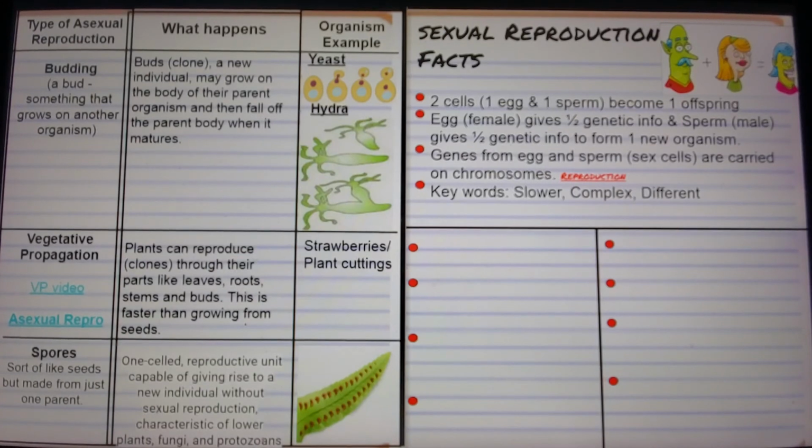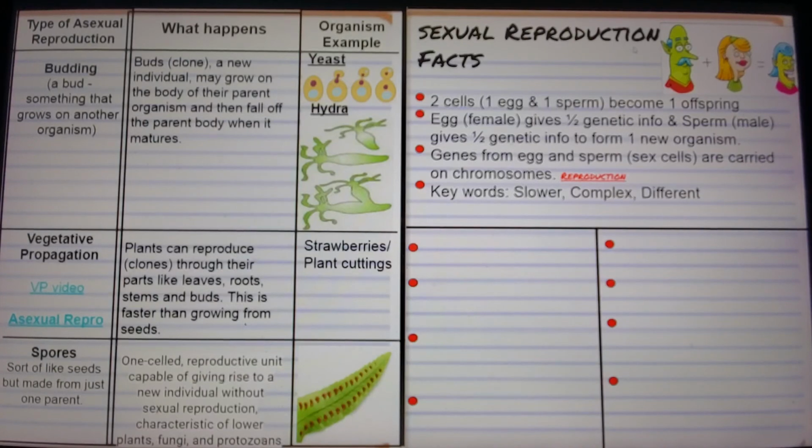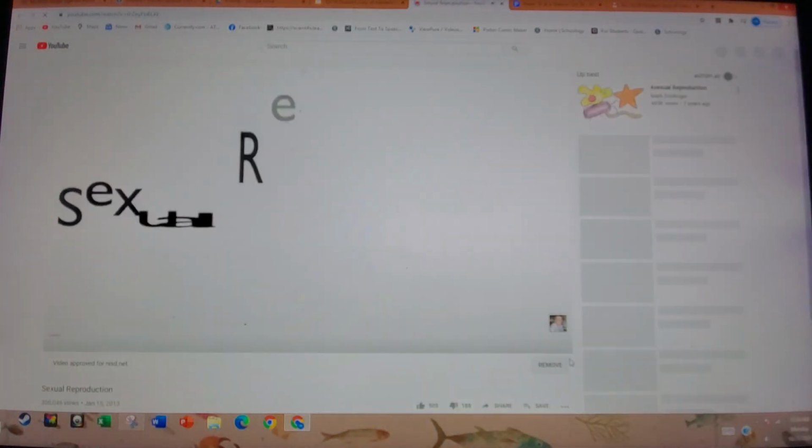The key words to remember were slower, complex, and different. Sexual reproduction does take longer, so it's slower. It is more complex because there are reproductive systems involved that produce the egg and the sperm. And what you end up with, the offspring, is different. Remember over here, everybody that gets made was a clone.